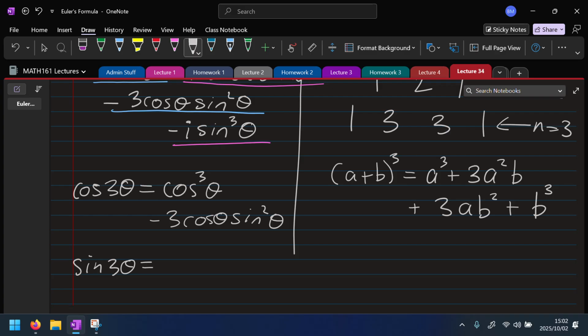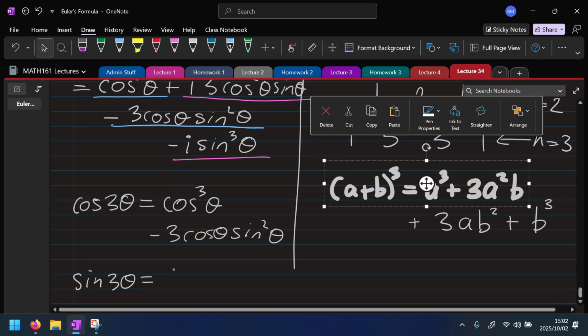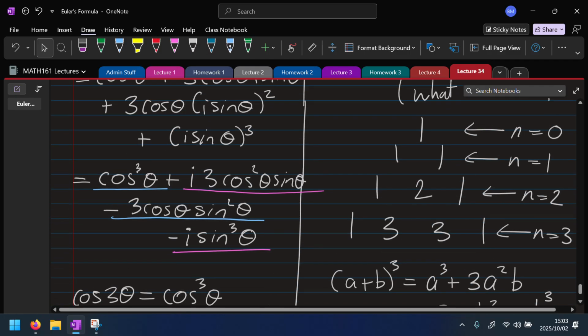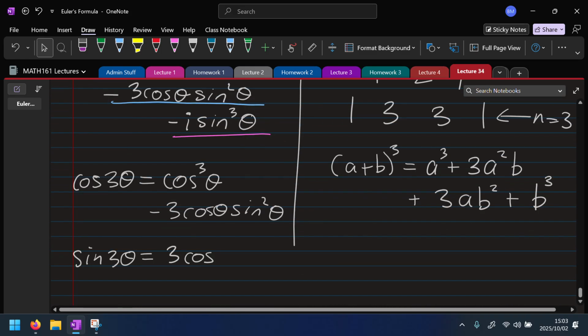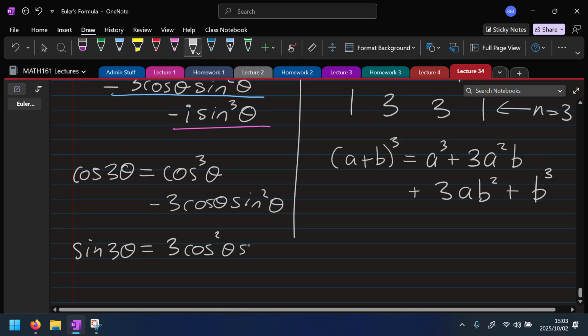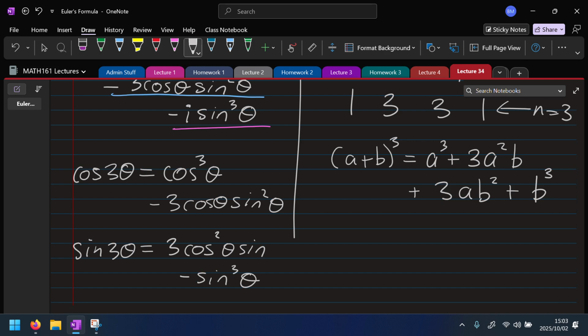And then finally, sine 3 theta. Sine goes with the imaginary part, so we take the ones with the I. So that will be 3 cos squared sine theta minus sine cubed theta. Okay.